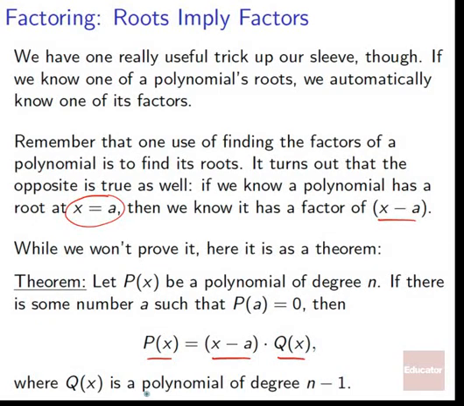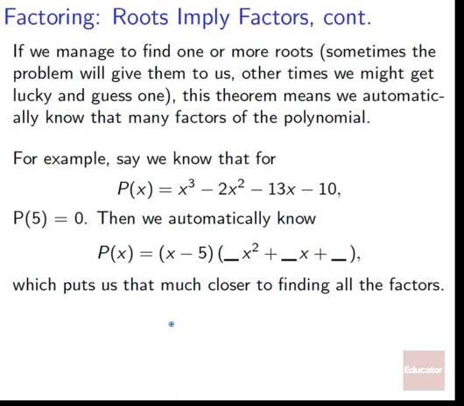x, where q is some other polynomial of degree n minus 1, because this here is degree 1. So when we multiply it by a degree n minus 1, we'll be back up to our degree n polynomial that we originally had. If we manage to find one or more roots, sometimes the problem will give them to us, other times we'll get lucky and we might just guess one. This theorem means we automatically know that many factors of the polynomial.